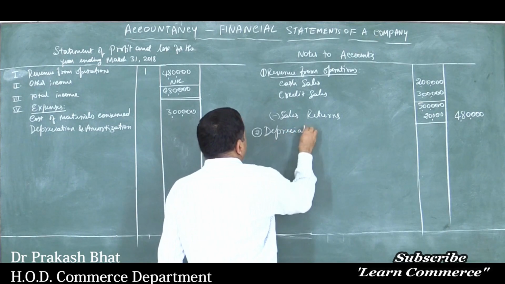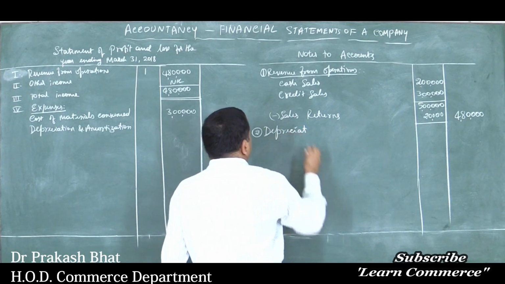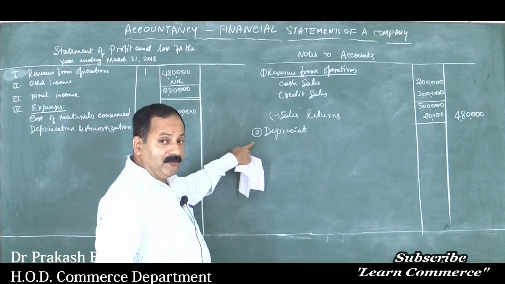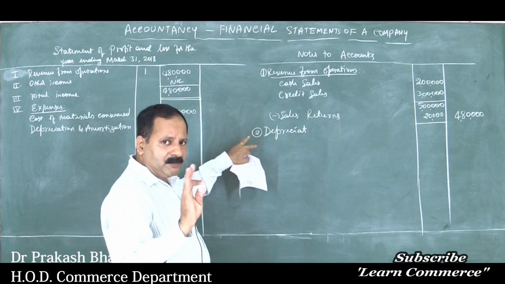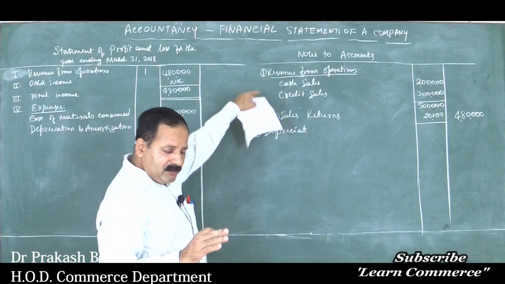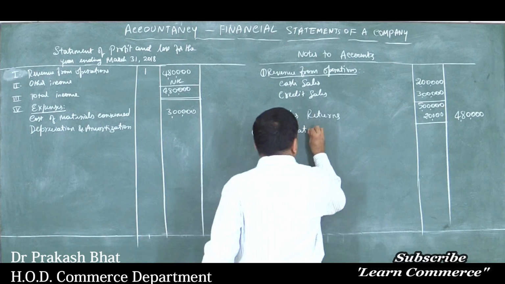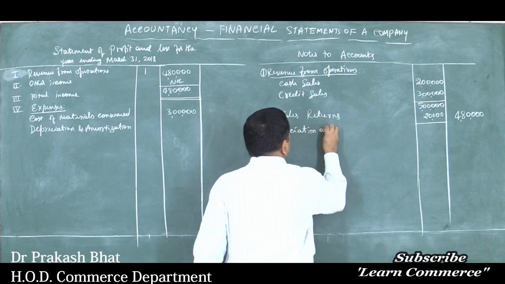If there is a calculation, provide a note. No need of assigning the same number. Depreciation and amortization should come as 2 only? No, it is not like that. Only one item is there. Give number 1 to that. That's all. Correct. Depreciation and amortization.